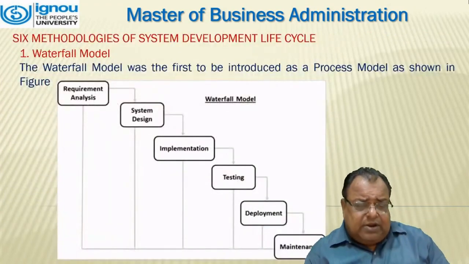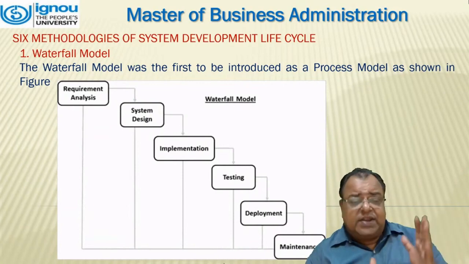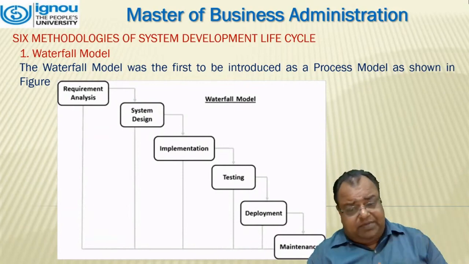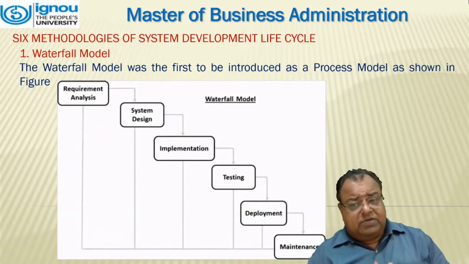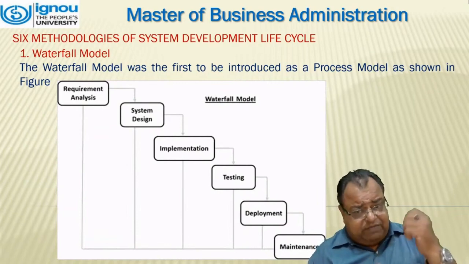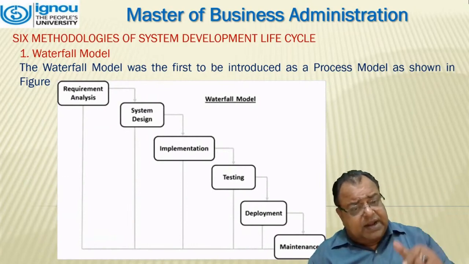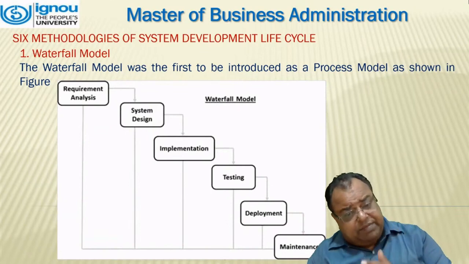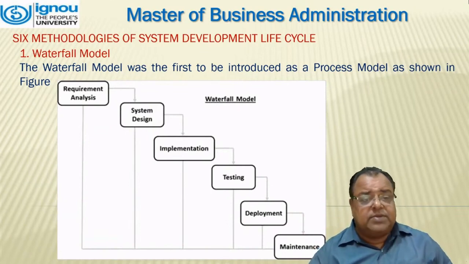There are six methodologies of system development lifecycle. First one is waterfall. The waterfall model was the first to be introduced as a process model, which is shown in the figure. You can see at the top, it is the requirement analysis, then comes the system design, implementation, testing, deployment, and the maintenance.